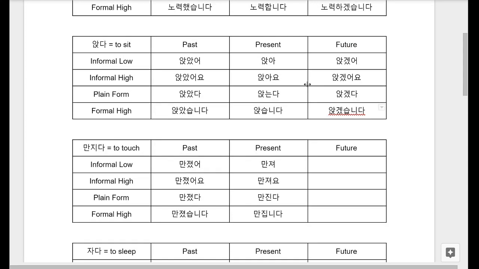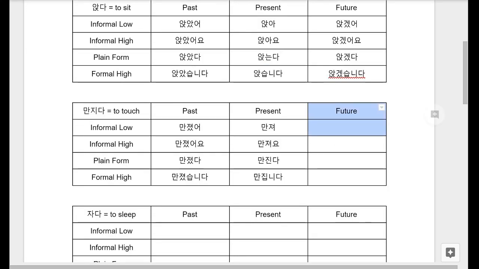All my other stuff is not being underlined, but if I look at the future tense here, again, it's very simple and very similar. I want to add this, and then depending on the right formality, I would either add 어 or 어요 or 다 or 습니다 after that. It's going to be 만지겠어, and then 만지겠어요, and then 만지겠다, and then 만지겠습니다.